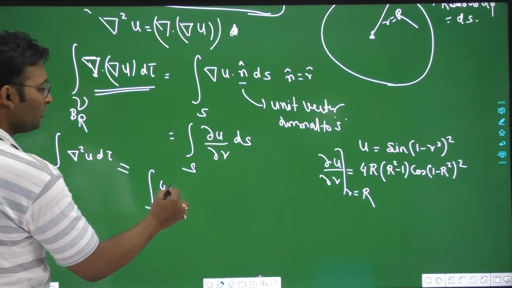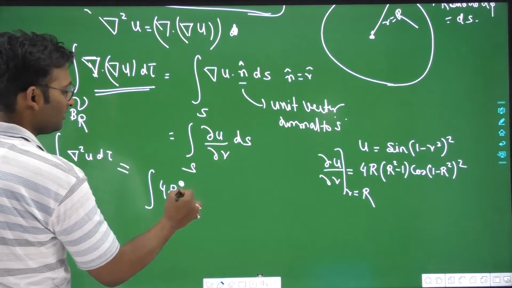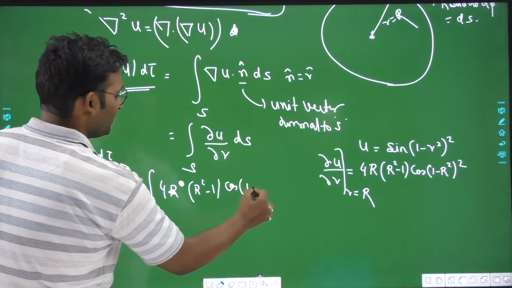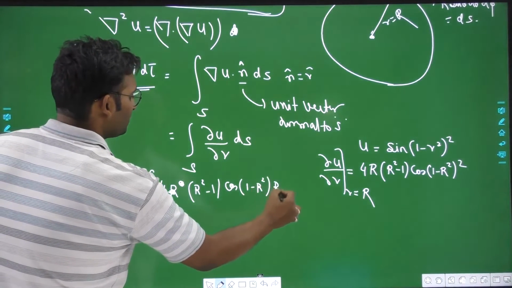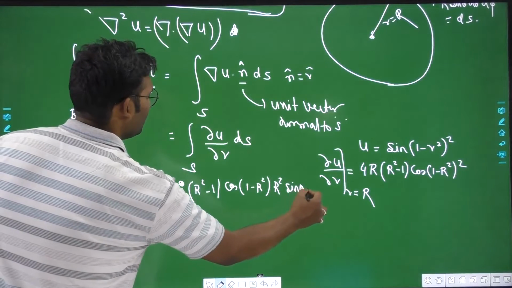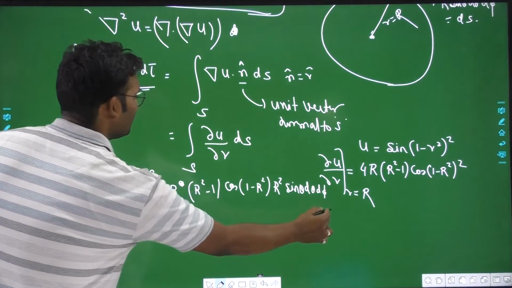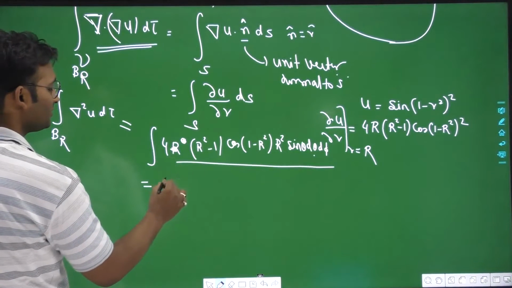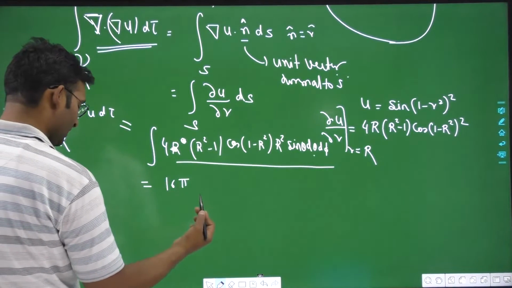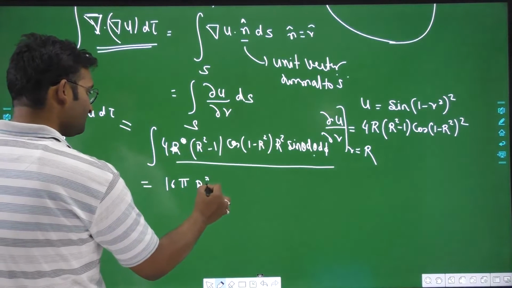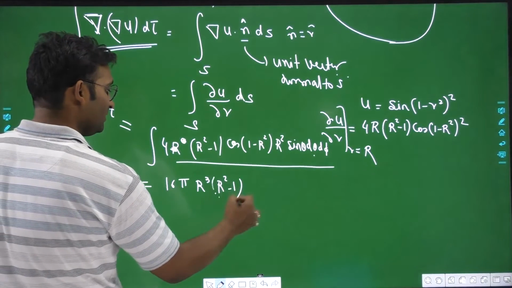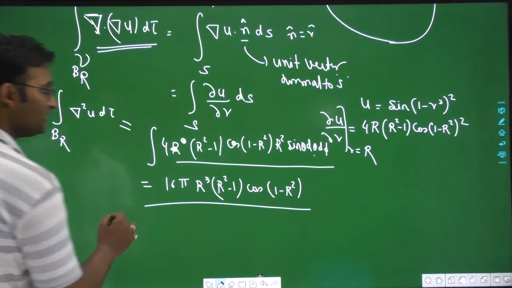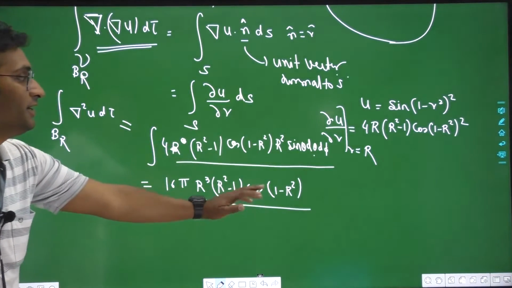So the integral of del square u d tau is equal to the integration of 4r (r square minus 1) cos of (1 minus r square) into r square sin theta d theta d phi. So this is what it is. Ultimately you get 4 pi, so this is 16 pi R cube (R square minus 1) cos of (1 minus R square). This is something that I have generalized for radius capital R.